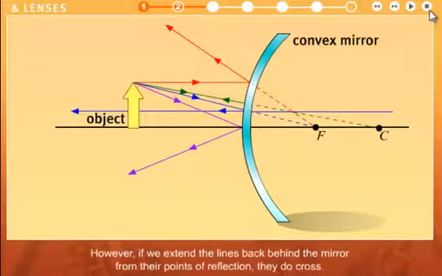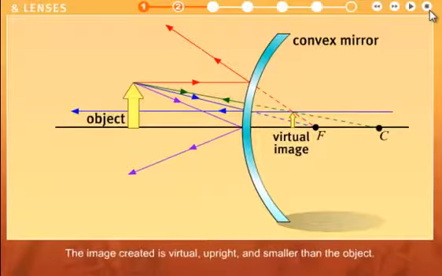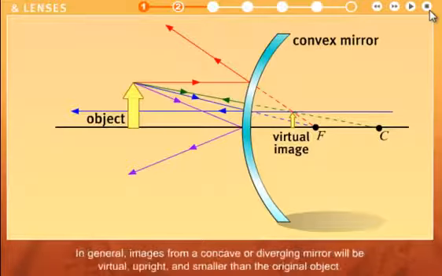However, if we extend the lines back behind the mirror from their points of reflection, they do cross. Thus, this is a virtual image, because the rays leave as if they had crossed at a point, even though none of them actually reached that point. The image created is virtual, upright, and smaller than the object. In general, images from a convex or diverging mirror will be virtual, upright, and smaller than the original object.